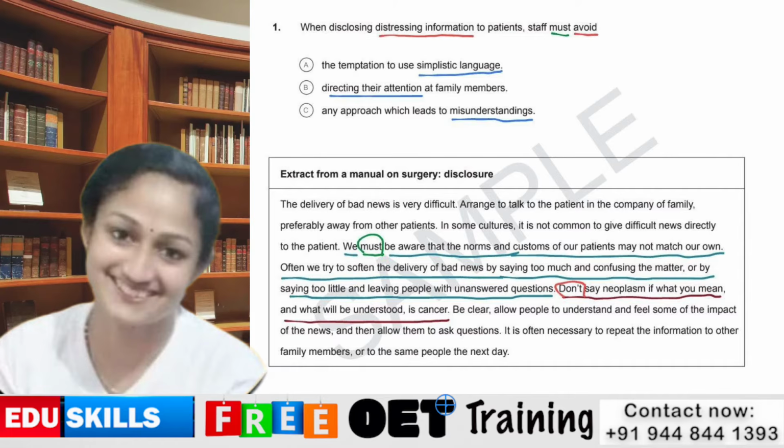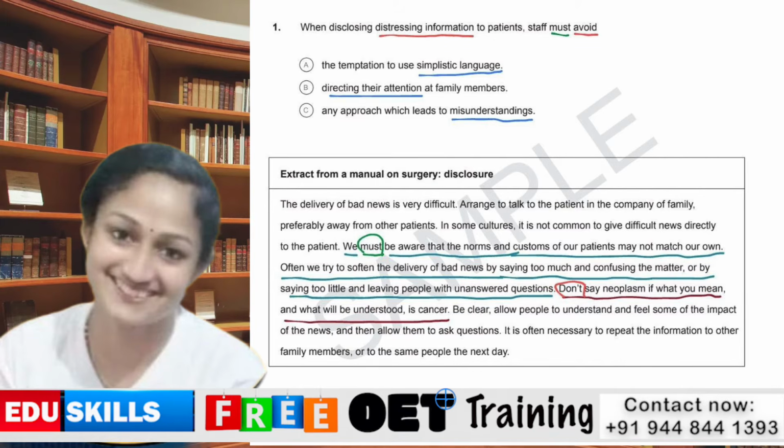Next we can go for options. Option A, the temptation to use simplistic language. The keyword is simplistic language. Then we can go for option B, that is directing their attention at family members. In this, the keyword is directing their attention. Then we can go for option C, that is any approach which leads to misunderstanding. In this, the keyword is misunderstanding.